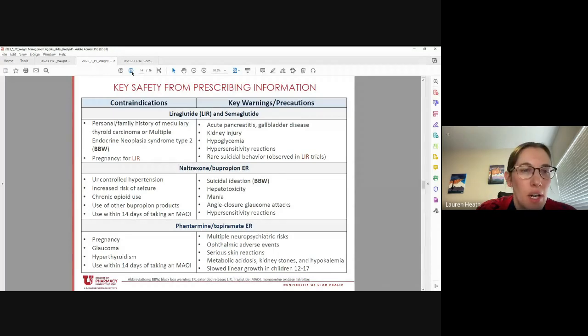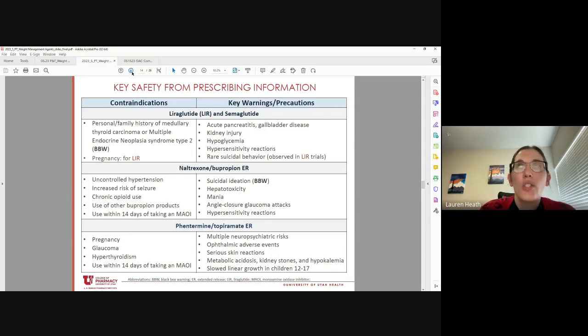The next slide summarizes contraindications and key labeled warnings or precautions for weight management agents. Products within the same class tend to have a similar safety profile. Contraindications for liraglutide and semaglutide include a history of certain thyroid cancers or endocrine dysplasia. Liraglutide is also contraindicated during pregnancy.